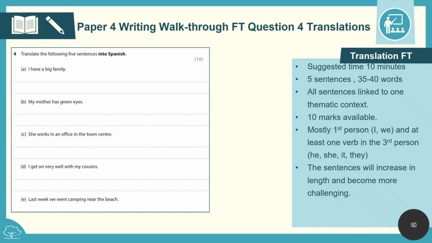It's important, if you look at bullet point 5, it says mostly first person, and that's true. Most of the translations are about using I or we, and there is one, or at least there will be one where you have to use the third person, he, she, it, or they. Okay, they do get more challenging, so as you can see they get longer, and the last one obviously will be the most challenging one.